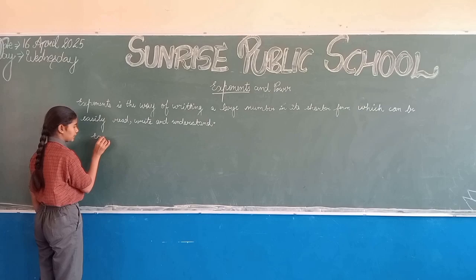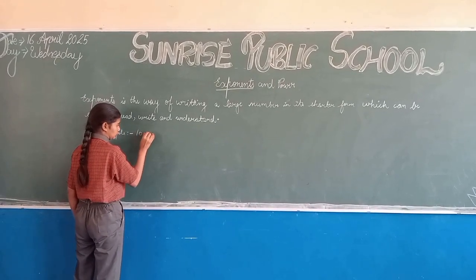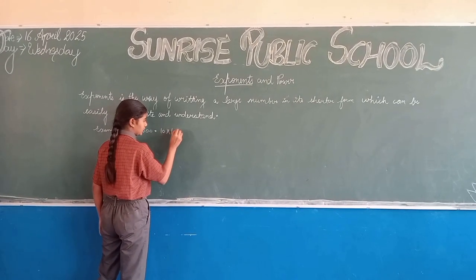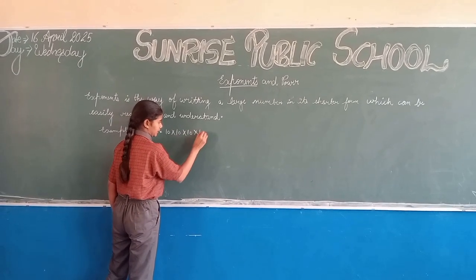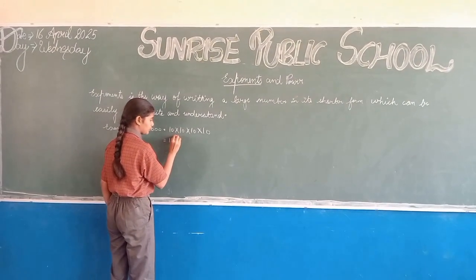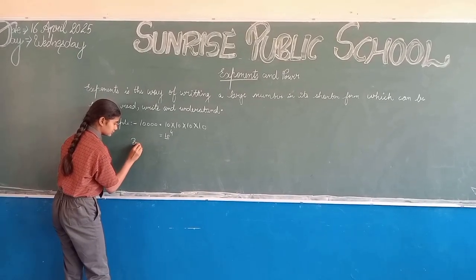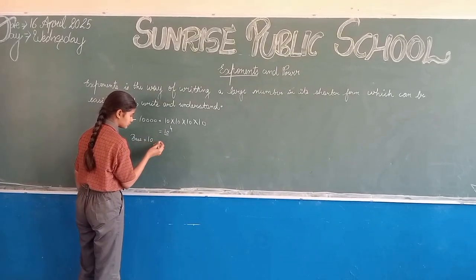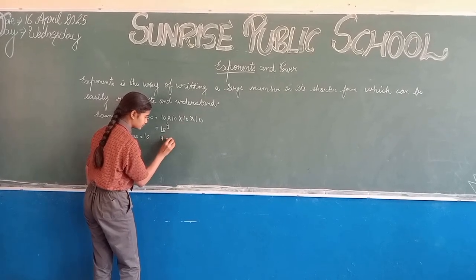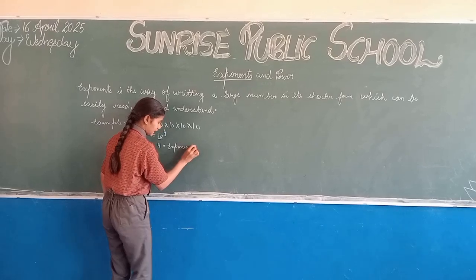Now we will study an example. For example, 10,000 can be written as 10 into 10 into 10 into 10. Here we have 4 tens, so we can write it as 10 raised to power 4. Here 10 is the base, and 4 is the exponent or power.